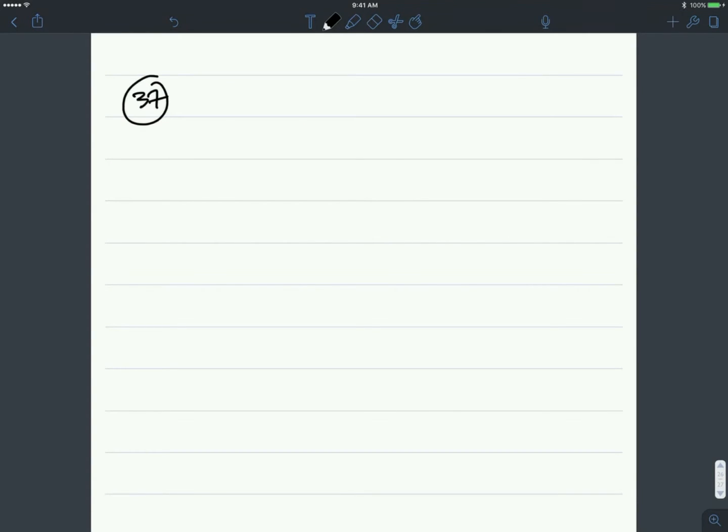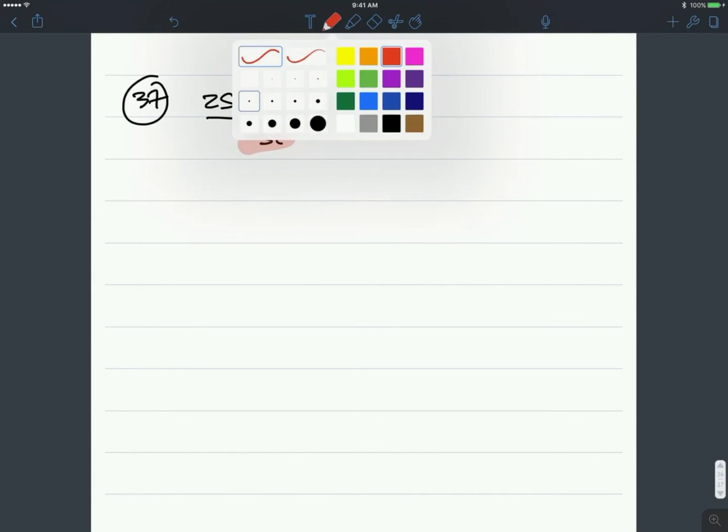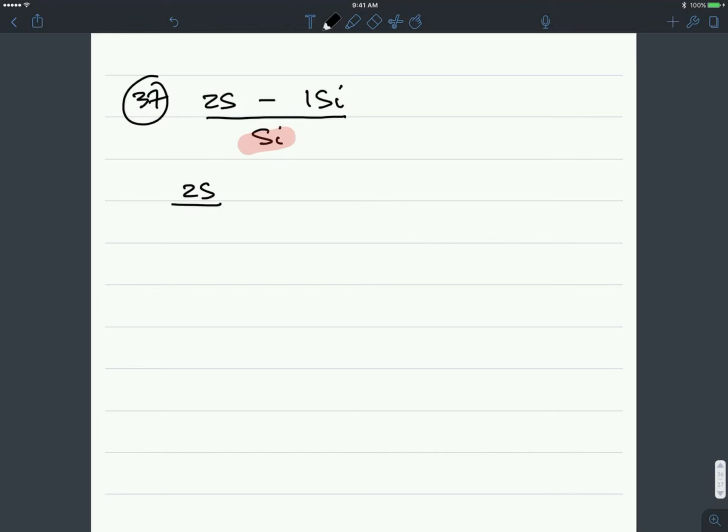Number 37. We have 25 minus 15i divided by 5i. Again, we're dividing by a complex number. And this time we're dividing a difference. So make sure your 5i divides both terms. You are distributing, in some sense, this division of 5i. And so 5i is dividing both terms.